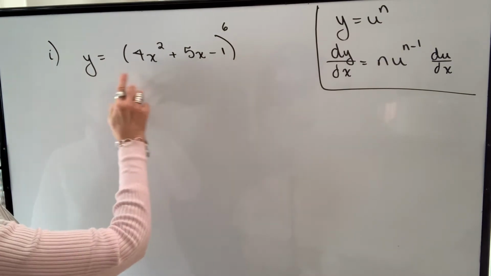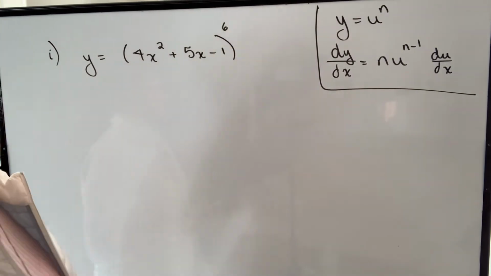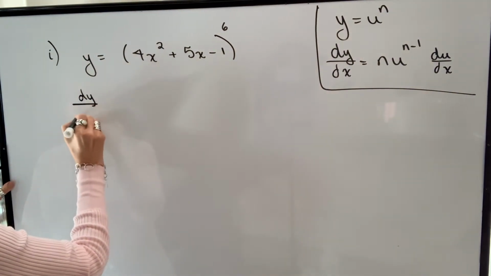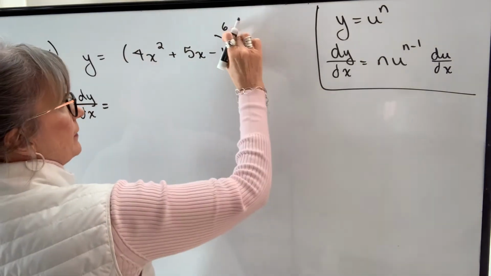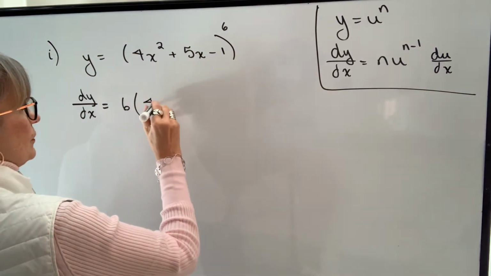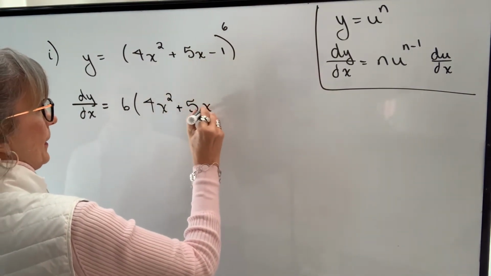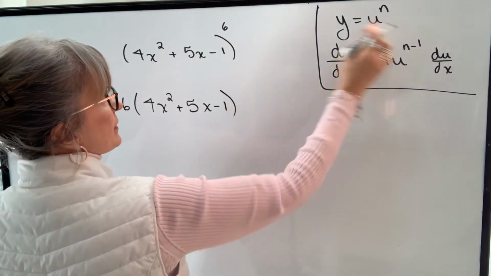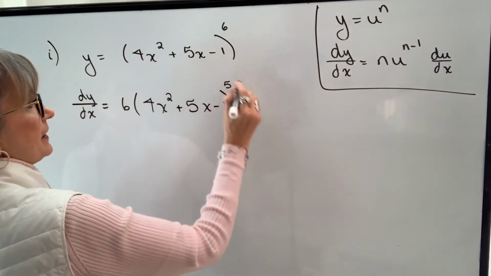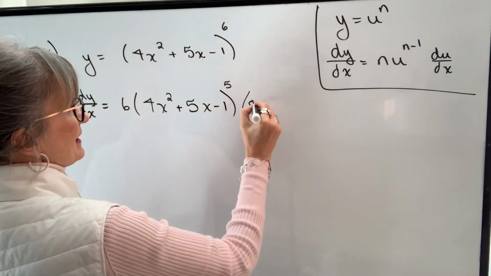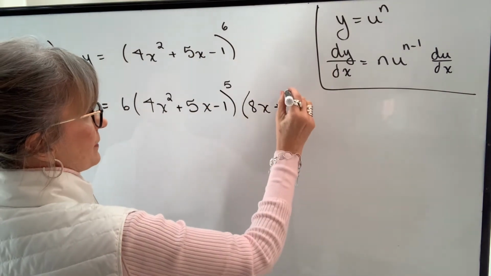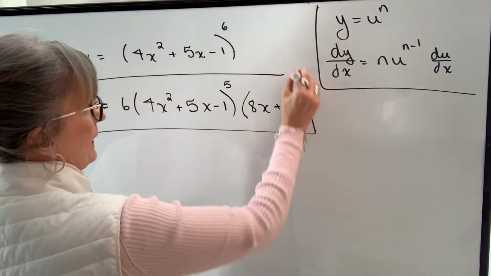So our first example, y equals this function to the power of 6. Here's our rule. So the derivative of y with respect to x, dy/dx, will be equal to n, which is 6, times u, which is this whole function, 4x squared plus 5x minus 1, to the power of n minus 1, so to the power of 5. And then we have to multiply by the derivative of what's inside. So the derivative is 8x plus the derivative of 5x is 5. Derivative of negative 1 is 0. That's it.